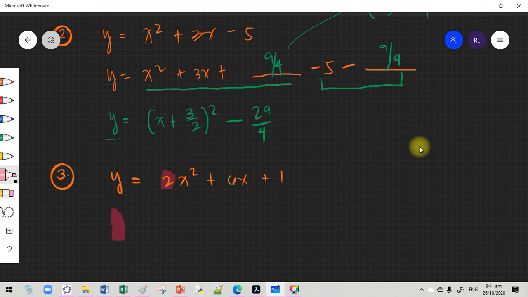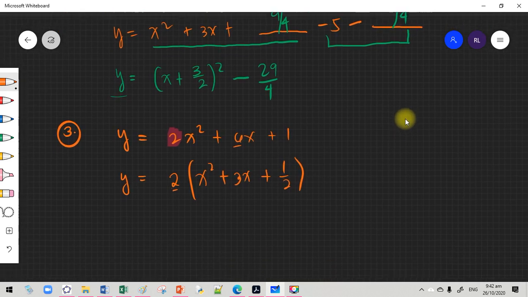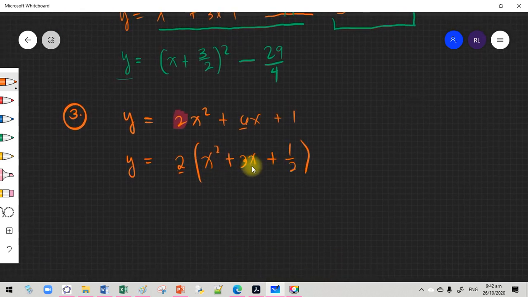So this will give us y equals 2 times x squared. How do we get 3x? If we divide 6 by 2, we'll get 3x. If we divide 1 by 2, we'll get 1/2. So we already factored out the value of a, which is 2. And the next thing is we're going to apply completing the square in the expression inside the parentheses.